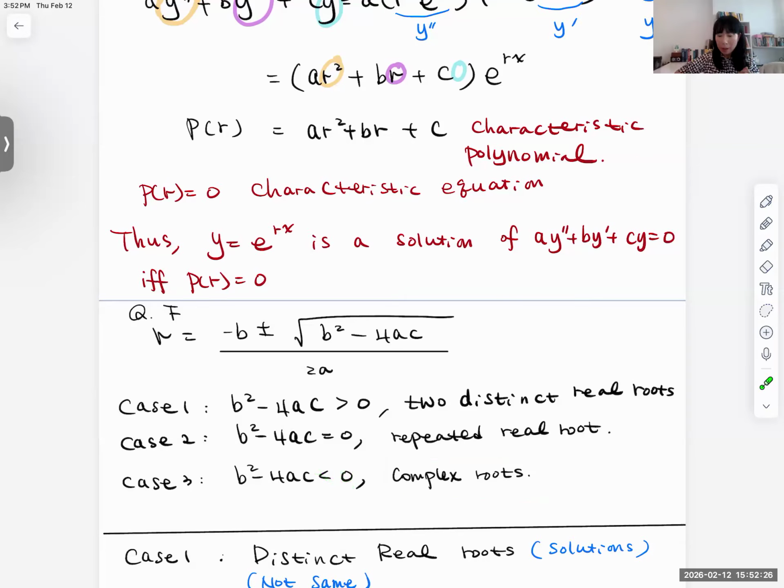Because we knew that inside the square root cannot be negative, right? If we have a negative, that means there is a complex number, which is i, right? That's why we have complex roots, yeah? Okay, so we are using three cases to find the solutions in this section. Make sense? Okay, let us do this.